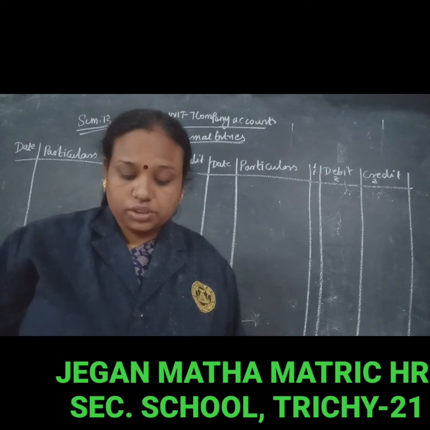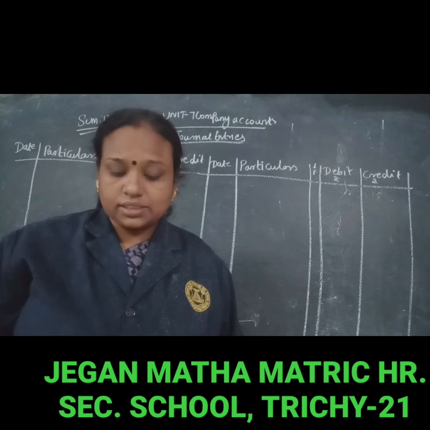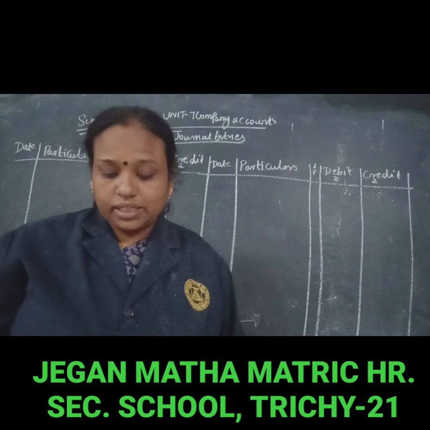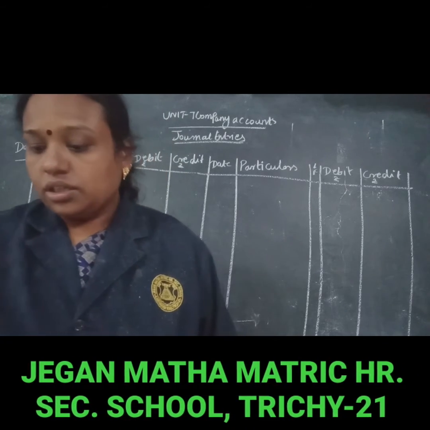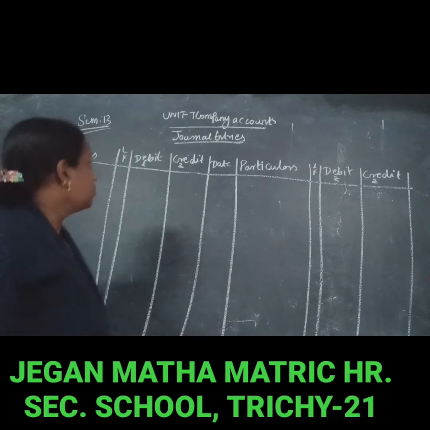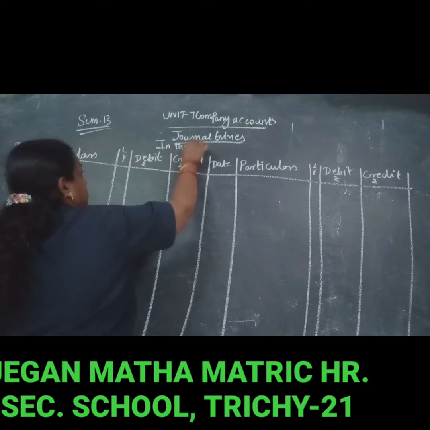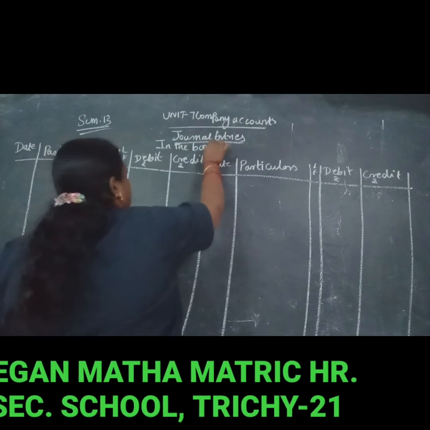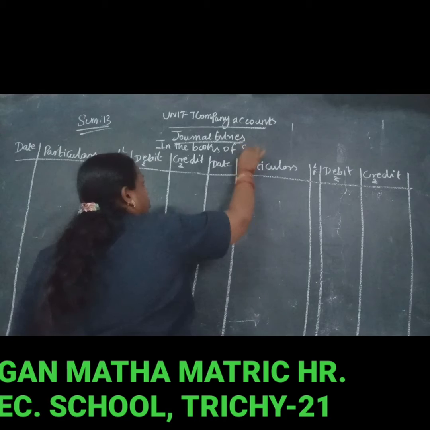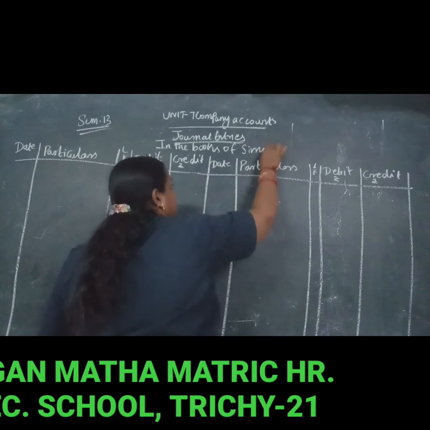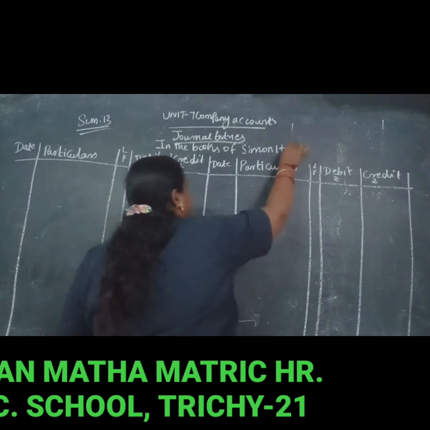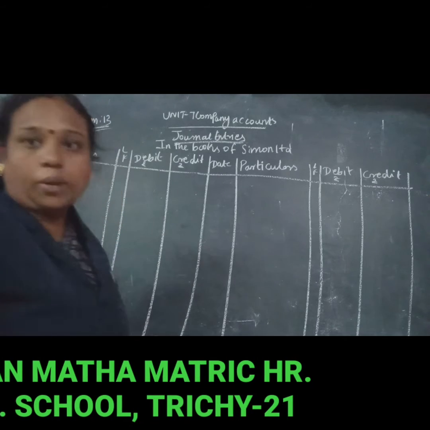So pass the journal entries for the above transactions. Write in the books of Simon Limited. Journal entries. So first entry for application.